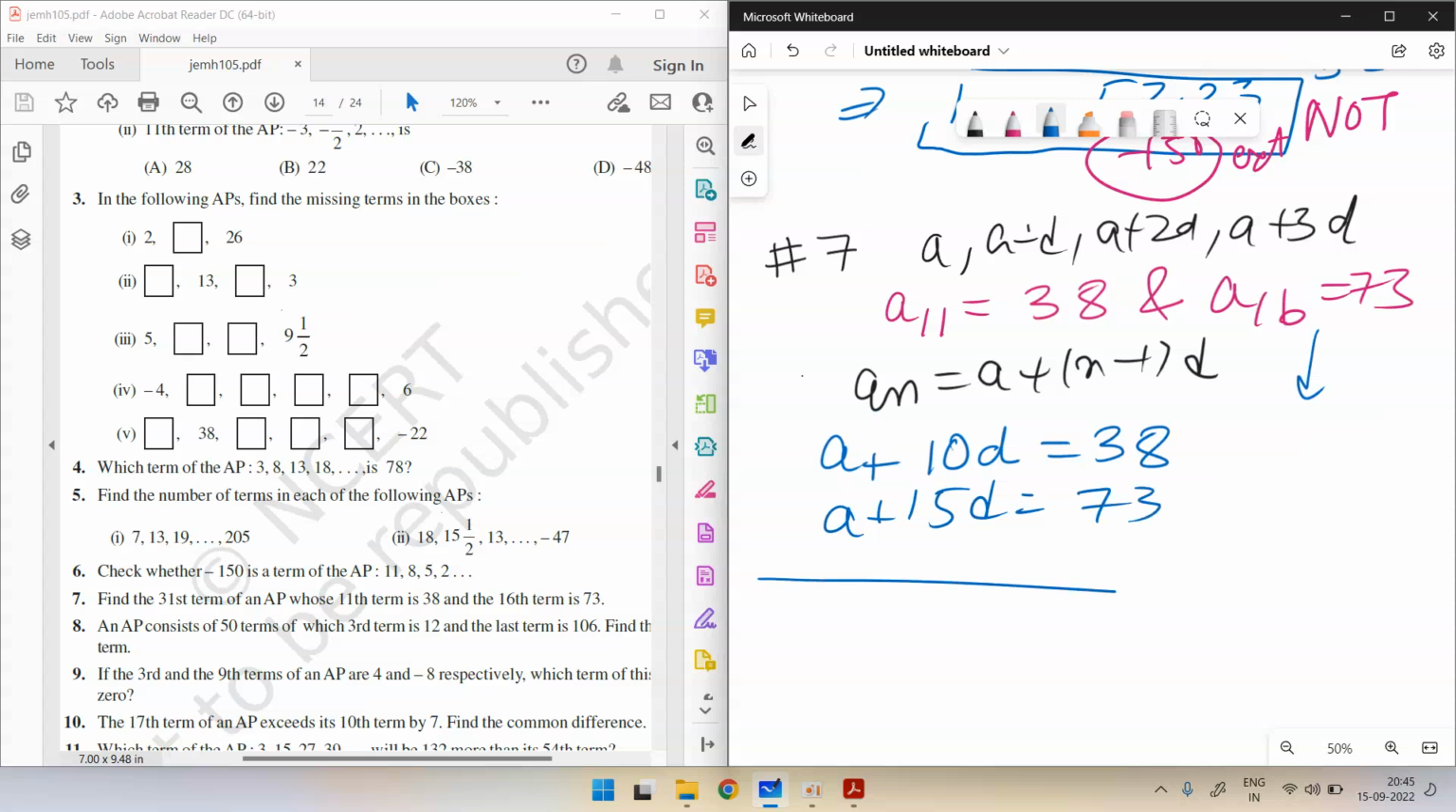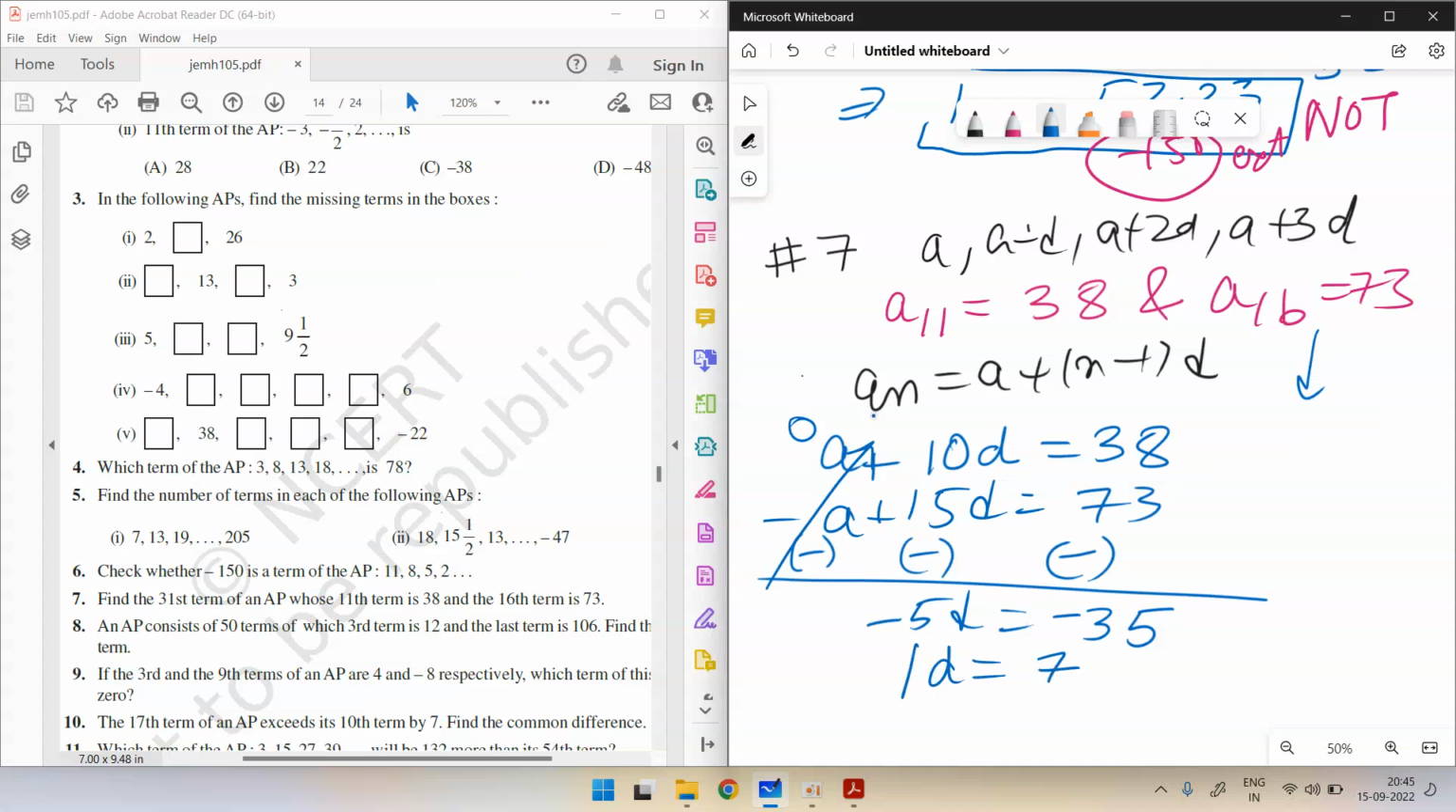Now if I subtract these two equations, a minus a is 0, and 10d minus 15d is minus 5d. And 38 minus 73 is minus 35. So minus 5d equals minus 35, then d equals 35 by 5. So the value of d, the common difference, is 7.